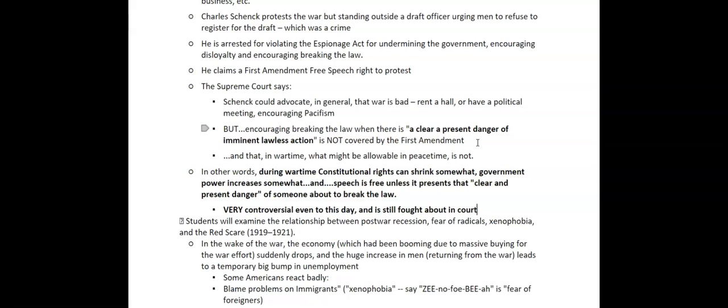How much free speech is free? If the government is going to decide you're a clear and present danger, well, then the government can do whatever it wants. On the other hand, if you're advocating somebody to break the law, that's different from just giving a philosophical speech. So, know the Schenck case, know that idea that during wartime, constitutional rights have a tendency to shrink, government power increases. Know that phrase, clear and present danger of your words. And know that again, we still fight about the issue.